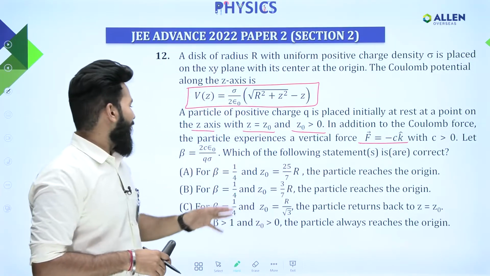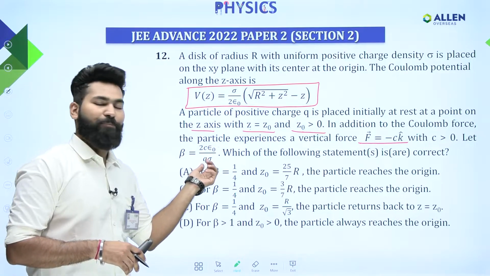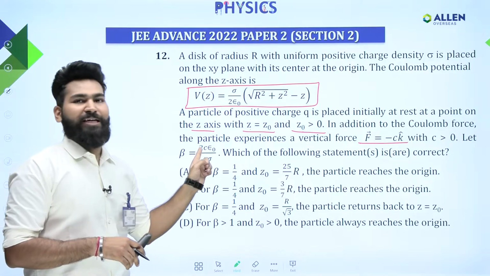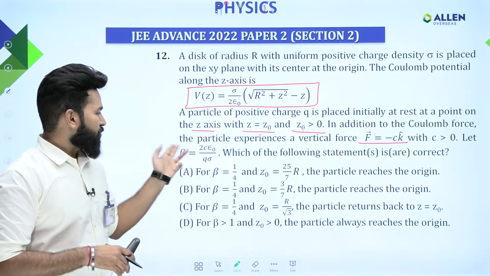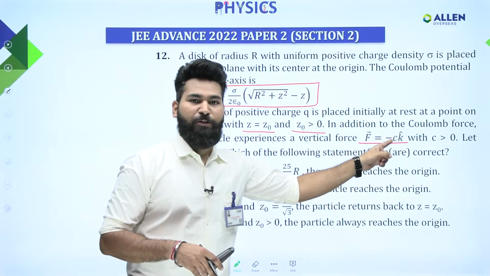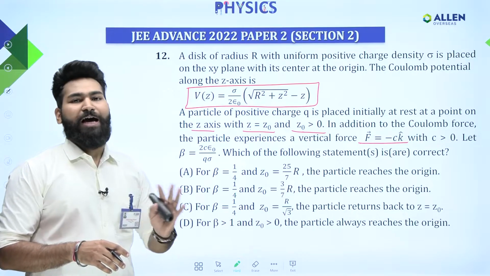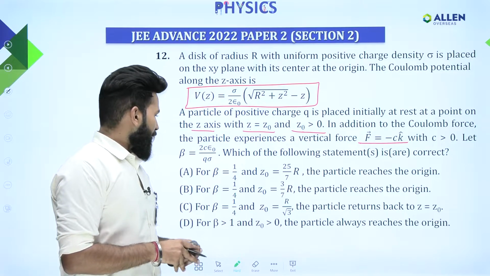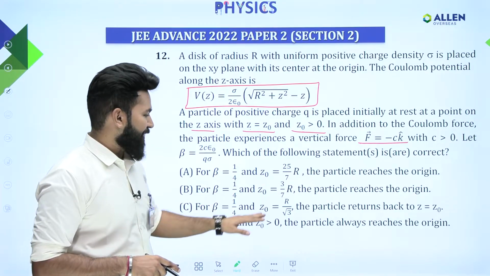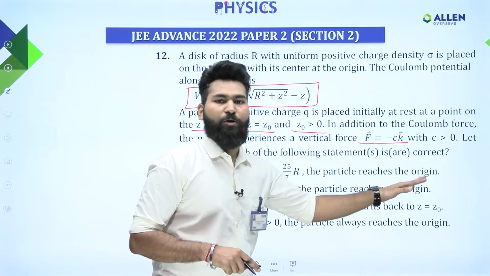where c is greater than 0, and one relation is also given that beta is equal to 2c epsilon naught divided by q sigma. So basically it's just a twist. Basically the value of c is given to you in this form. If you shift the values in LHS and RHS, you will get the value of c, which is nothing but the force given to you. Okay, so it's asking which of the following statements is or are correct. So basically, if you look at the options, you are provided with the values of beta and z0, and you have to check whether this particle will reach the origin or not.